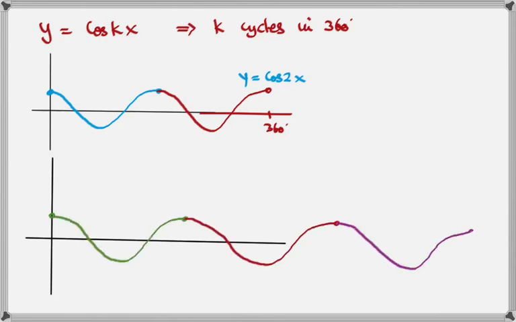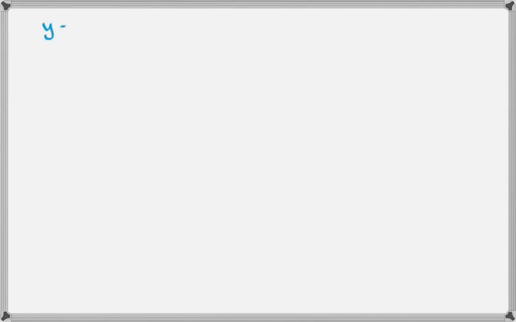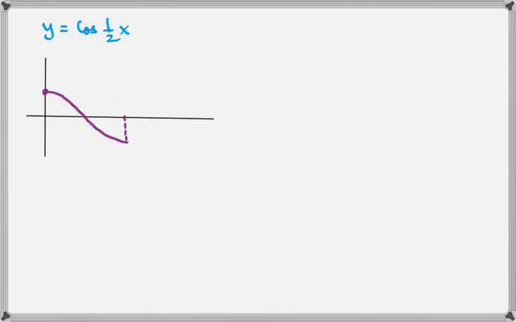After looking at the graph, you can predict the equation provided it finishes at 360. Yes, it finishes at 360, 3 cycles, therefore the equation is y equals cos 3x. Y equals cos half x, half a cycle in 360.